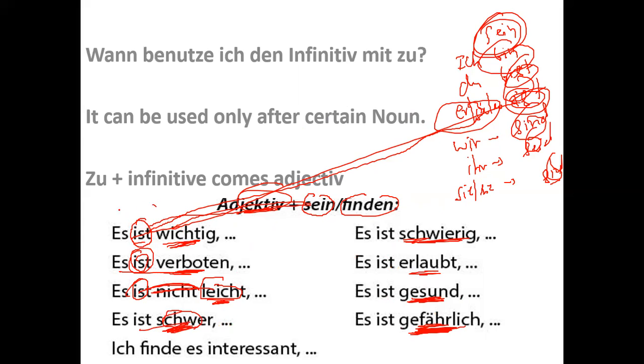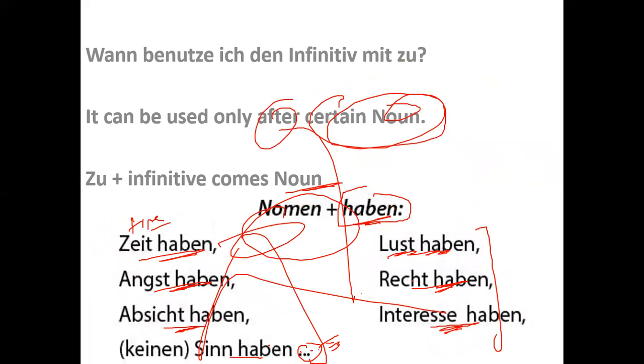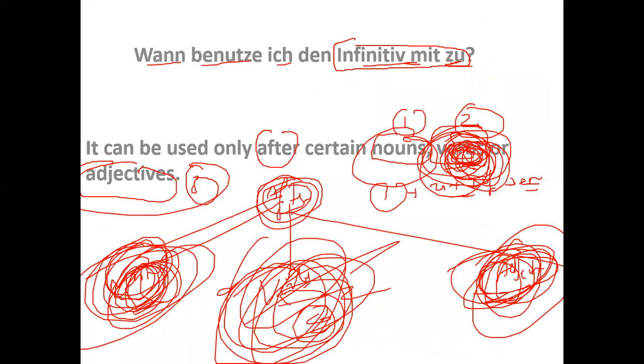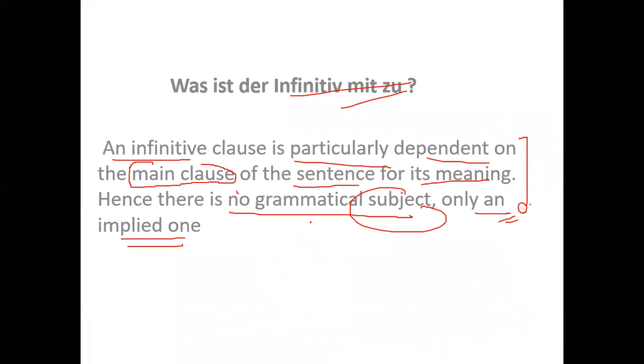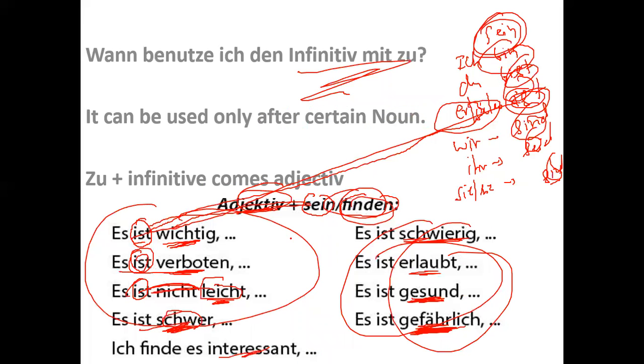So if I'm starting a sentence with any sein verb or finden verb plus adjective, I will be using infinitive mit zu, or ich finde es interessant. We are discussing the theory part only. You will understand more about it when we discuss the examples, right? So if I talk about the three things we have discussed, when can we use zu plus infinitive? Only after some particular verbs, some particular nouns, or some particular adjectives. This is just the example of it.